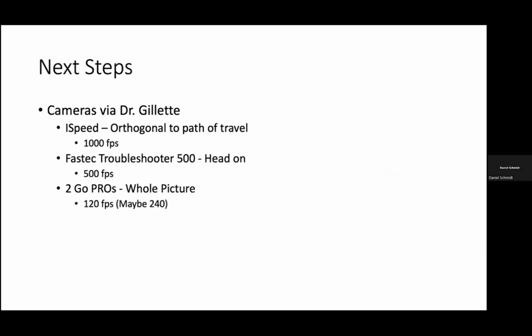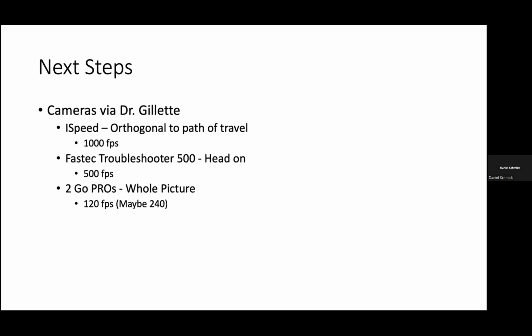So next steps, basically Dr. Gillette's going to give us some nicer cameras, and the Sony might be left behind. I still have some things that I want to try. I have a different card that I'm going to put in, and just see if I can get that frame rate up and maybe find a way to make it more reliable.